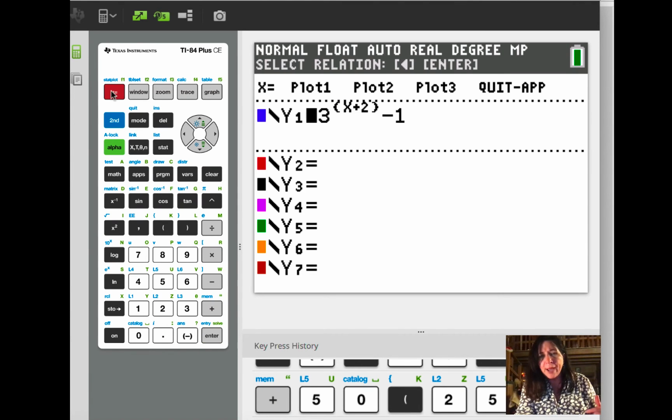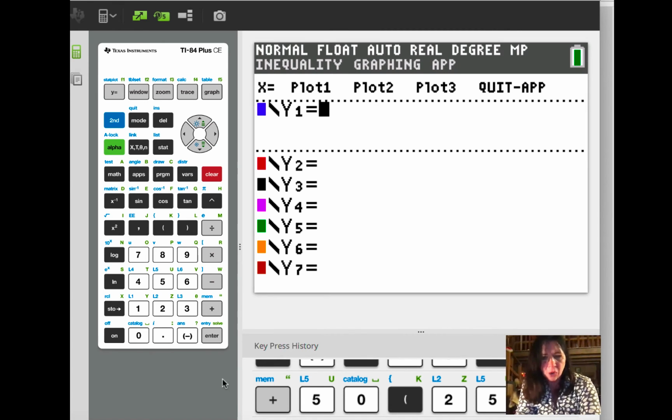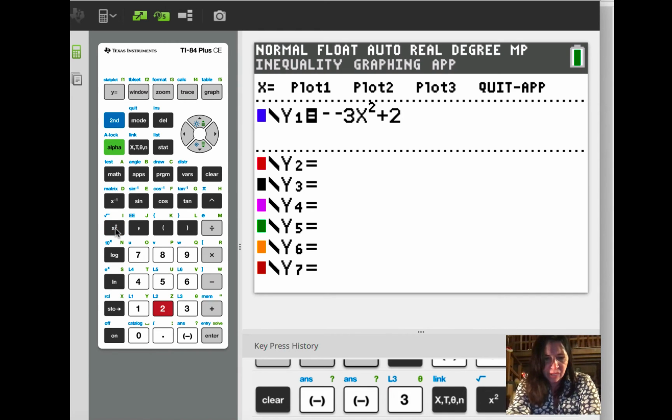This is the TI-84. I'm going to rewrite this. I'm going to type in negative 3, then hit the X, T, theta button, and then squared, and plus 360, then type in x. Hold on, go back and delete that value.